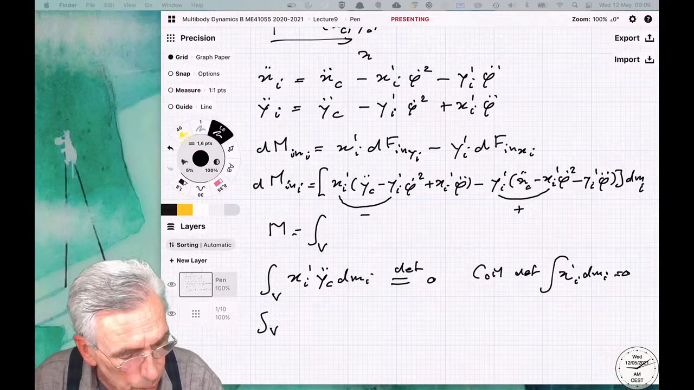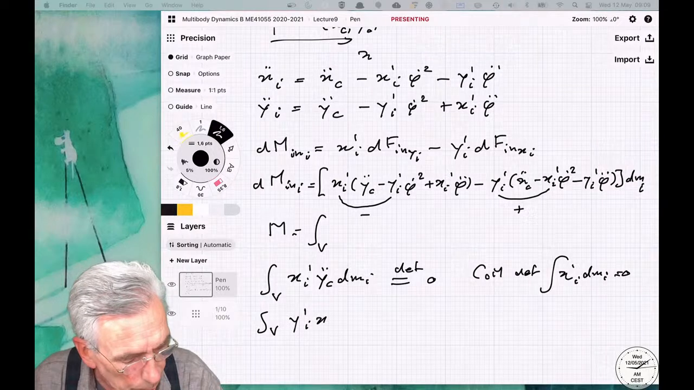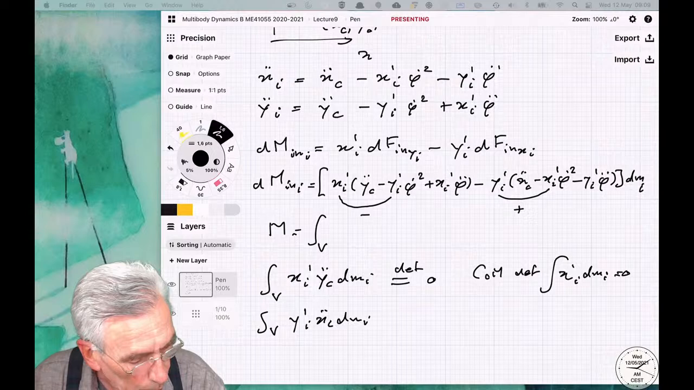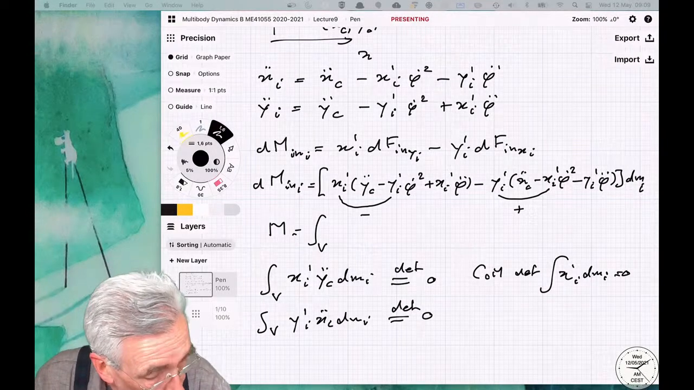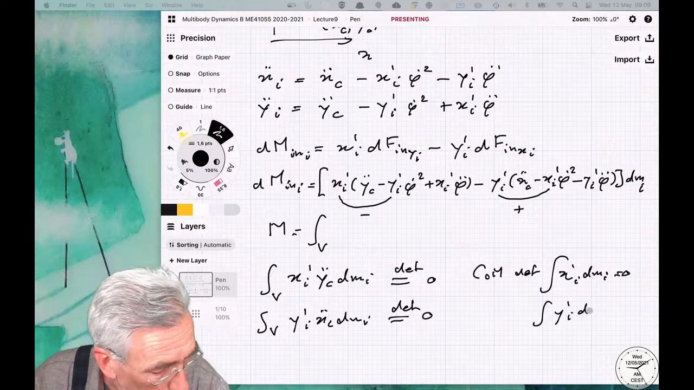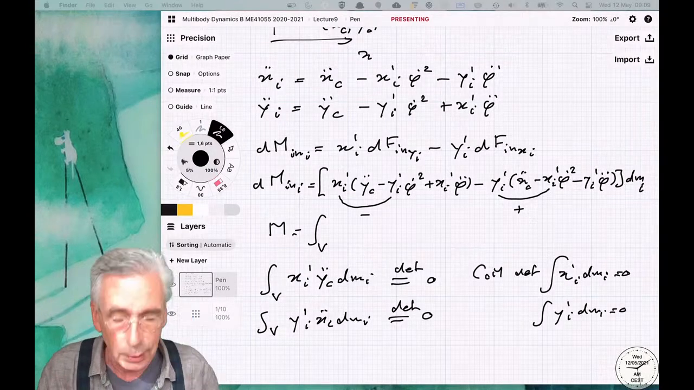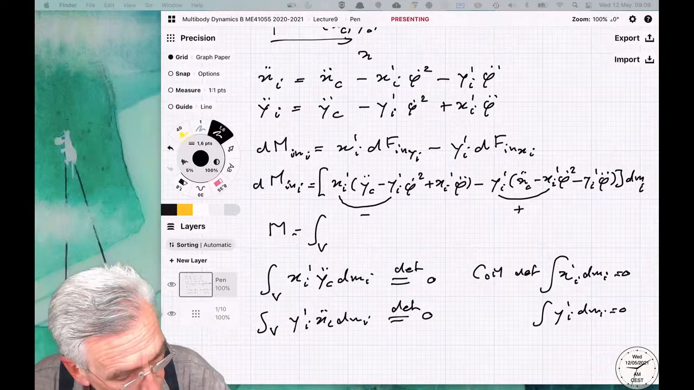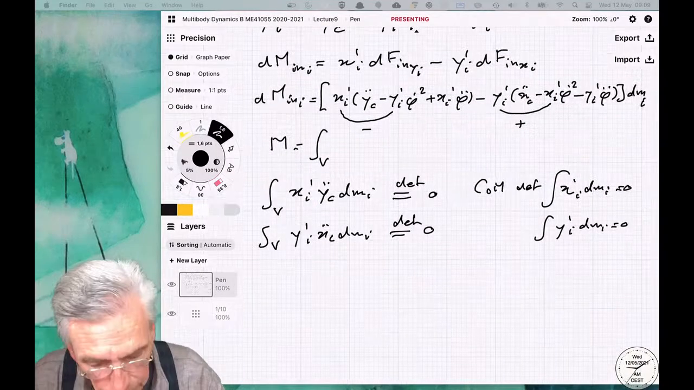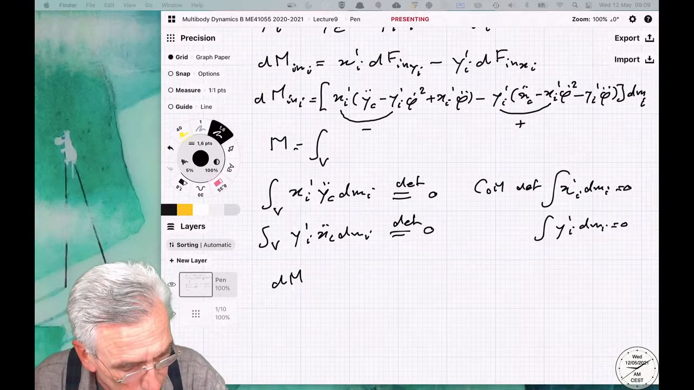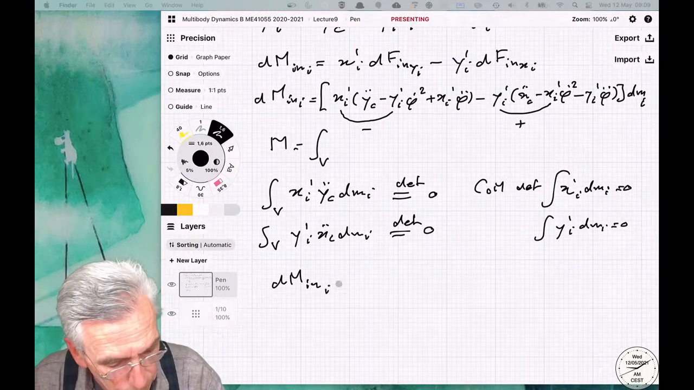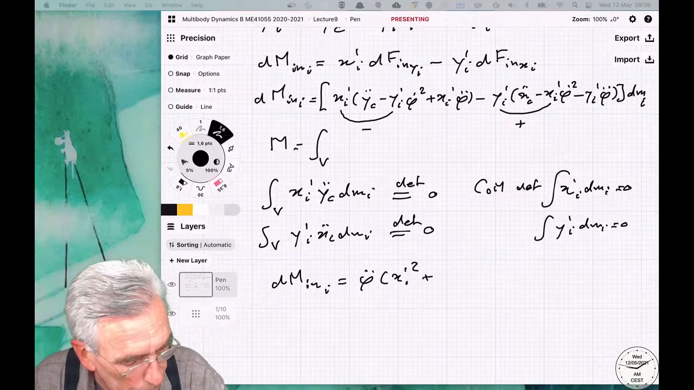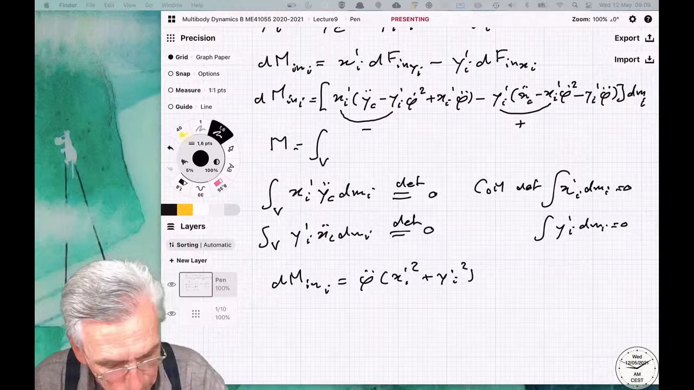And likewise, if you do over the volume this y prime I x double dot c dmi, by definition that is zero, because the COM again is defined such that the integral of x prime I dmi is zero. That's how we define the center of mass. And then the remaining terms are only these two. So then we get that the inertia torque of particle I is phi double dot times x prime I squared plus y prime I squared times dmi.